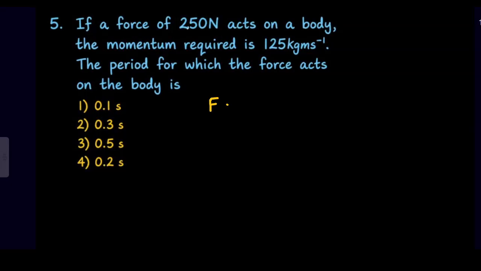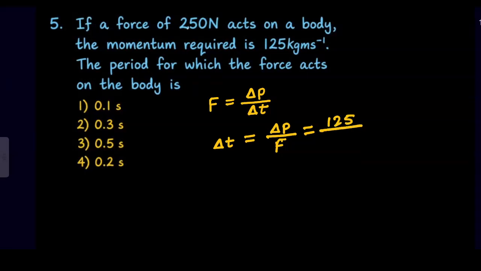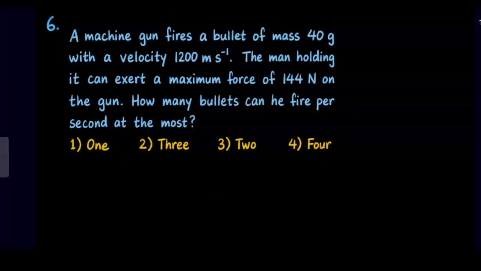So that is F, which will be equal to delta P by delta T. So we need to get delta T only now, which will be equal to what? Delta P by F. How much is the delta P value they gave? 125 by 250. So delta T will come to be 1 by 2, which is how much now? 0.5 seconds. Nice.